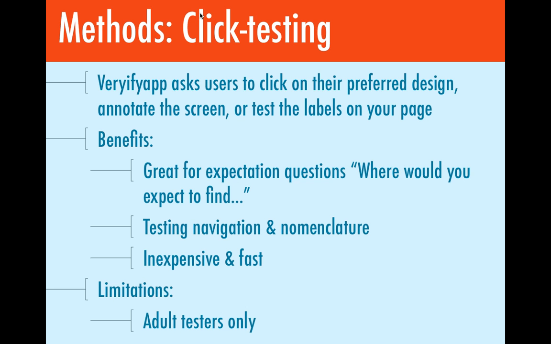This is pre-launch testing. I am currently using Verify app to test both the navigation and nomenclature of our badge system on badges.p2pu.org, because I'd like to know where people would expect to find a place to apply for a badge or review other people's badges. And I'm also testing the nomenclature when you ask where would you expect to find it, if people are confused about the words that we're using. And it's super fast and it's so cheap. It's like crazy awesome. I'm going to show you how. It is only adult testers, and I know that a lot of people are testing with kids, but it might be useful for some of you.